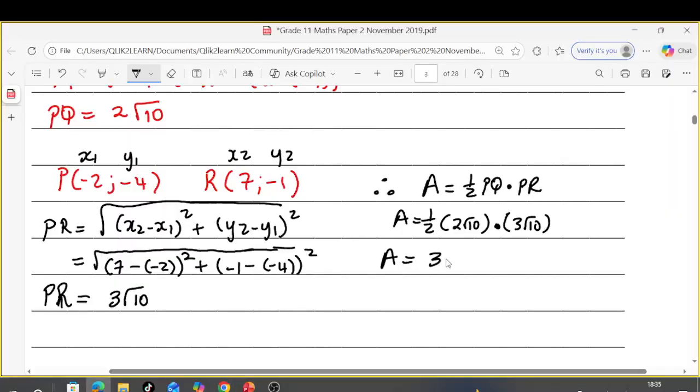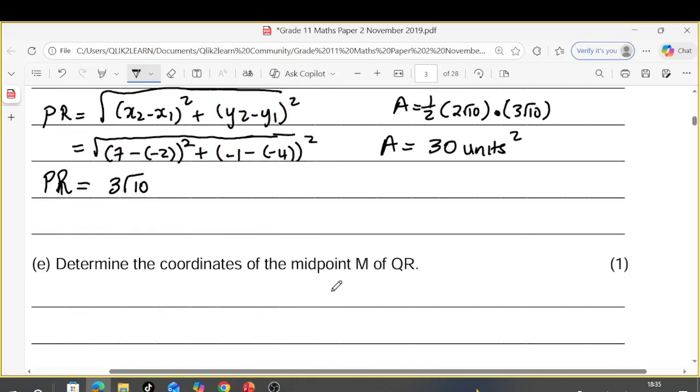So this will be 30. So guys, we need to say 30 units squared. Very important. 30 units squared. That should be your final answer. If you leave out the units squared, you are no longer talking about the area. And that's it. So now that we understand how to calculate the area, let's see what is next.